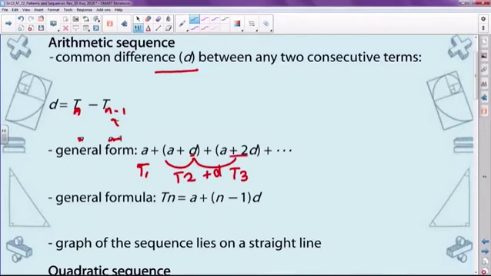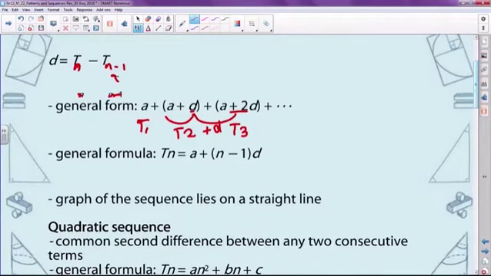The general formula that you'll remember for an arithmetic sequence, in order to find any term in the sequence, is Tn equals a plus (n minus 1) times d, where a is your first term. The subscript n refers to the term position in the sequence. n is your number of terms or your term position, and d is your common difference.